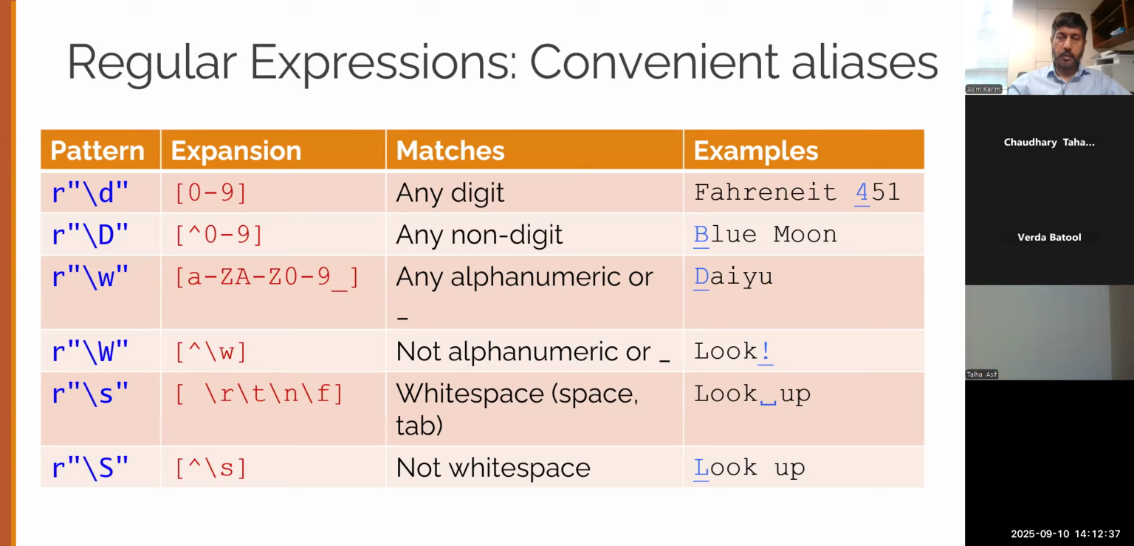As you already know, if the caret is the first character in square brackets, this means not. So all the characters that follow it, you will be applying a not to it. So not a 0, not a 1, not a 2, not a 3, or not a 9.